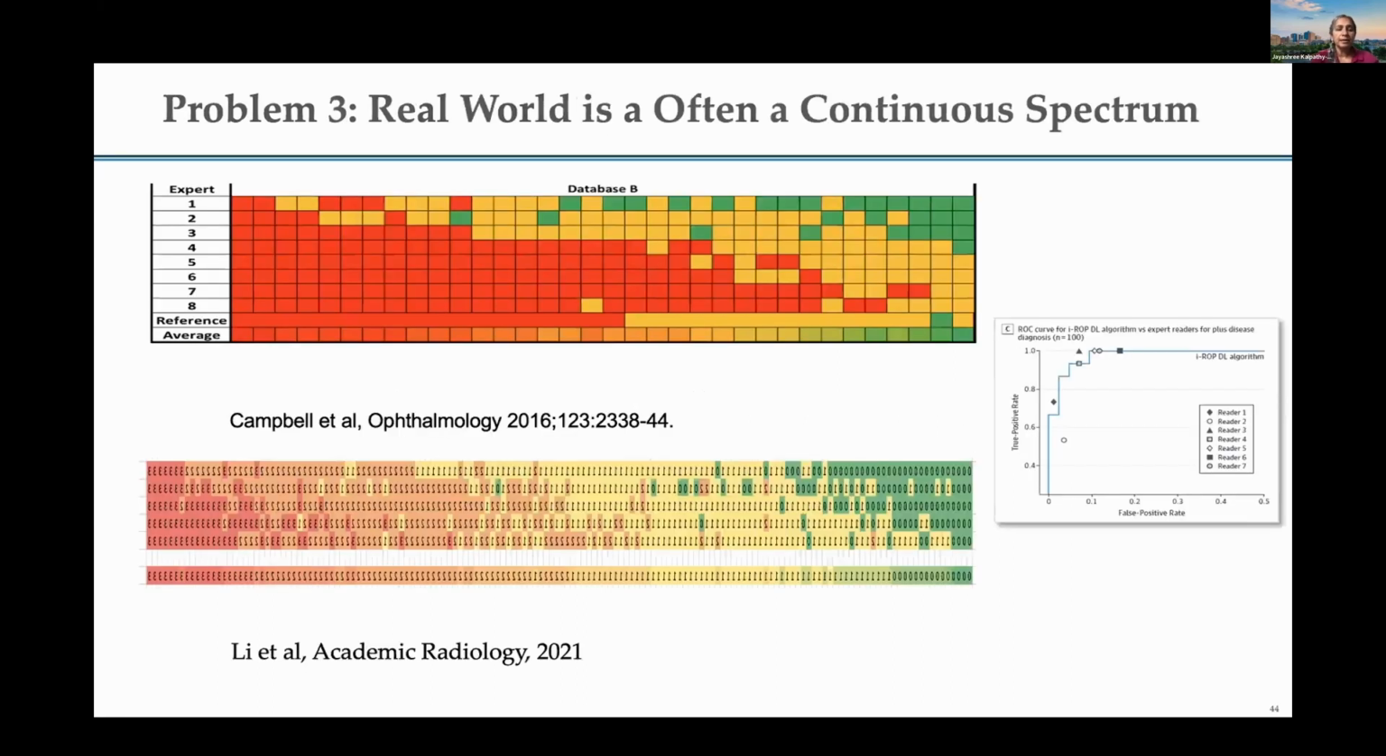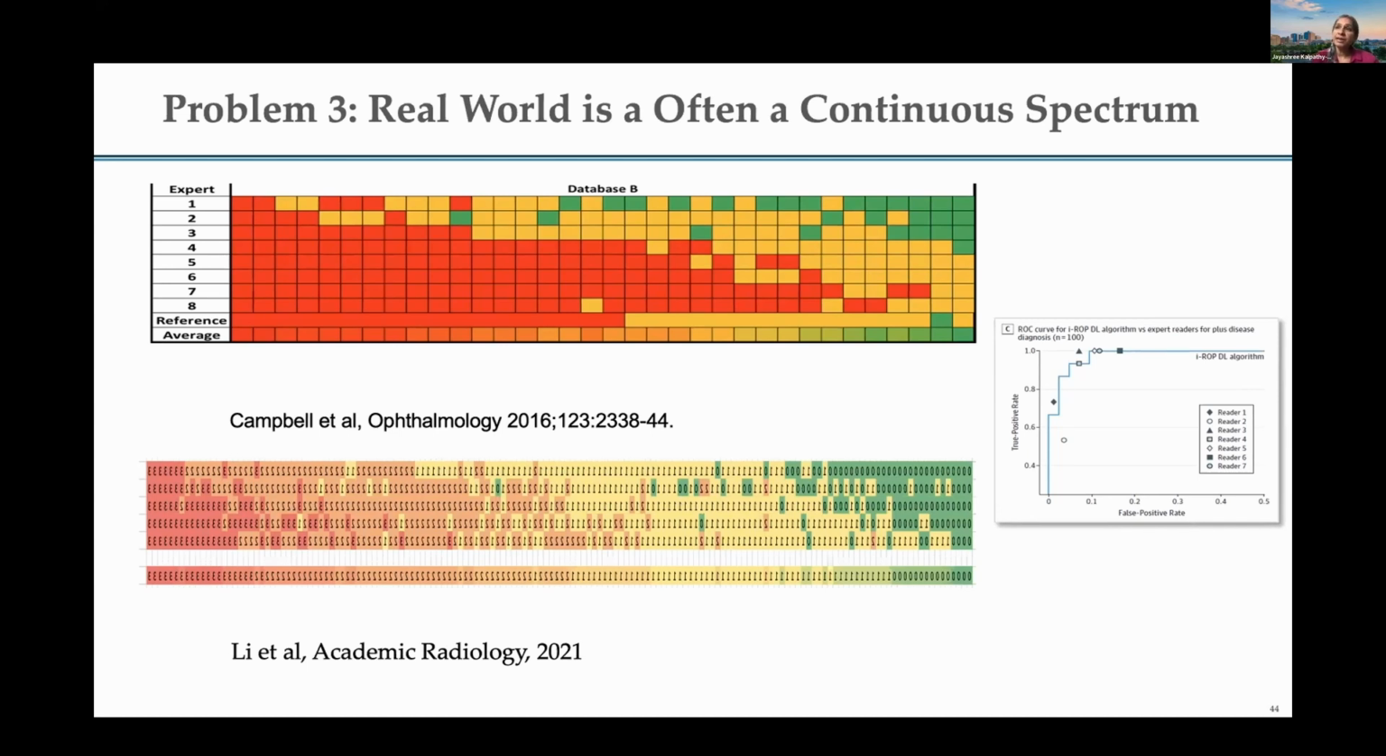The third problem that I wanted to touch upon was that the real world is often a continuous spectrum. In the top row, we have data from two different use cases, one in ophthalmology, one in radiology, where the same set of images was given to 8 or 5 experts, and they were asked to bin those images into 3 or 4 classes, a sort of mild, moderate, severe grading. And what you see right away is that some people have a lot more red and some people have a lot more green.